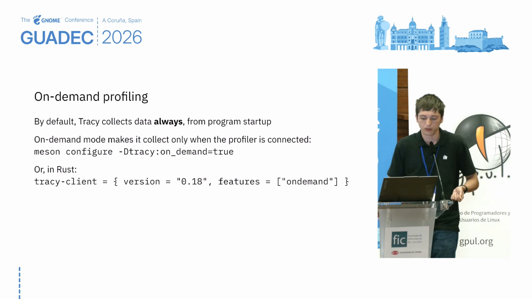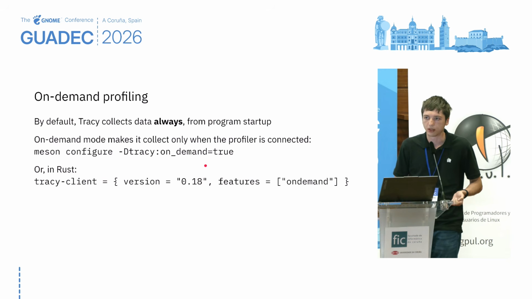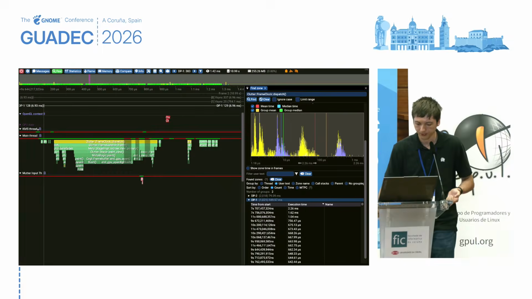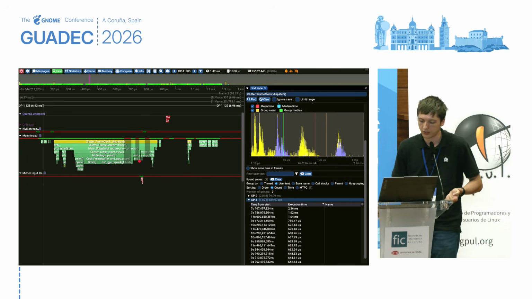And here we instead want the on-demand mode, compiled with this on-demand flag, which will collect profiling data only when Tracy is actually connected. So only when you're actually profiling. So if I build Mutter and record with Tracy, we can see a bunch of zones like this clutter frame clock dispatch, and inside it a bunch more zones. Here are the statistics for clutter frame clock dispatch.